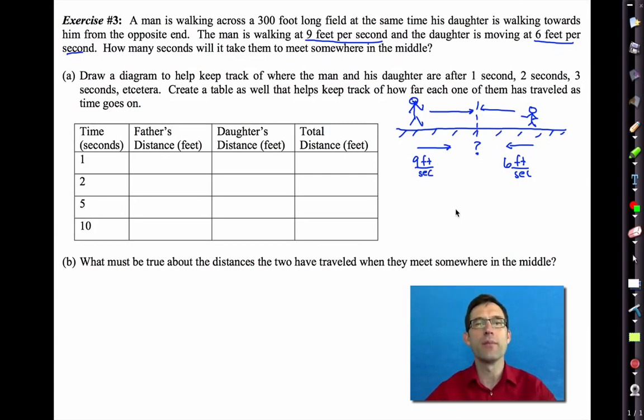So let's do a little bit of what we did before. What I'd like to do is fill in this table. Right? I'd like to fill in how far the father has walked after 1 second, how far the daughter has walked after 1 second, and then what the total distance was that they walked. Okay? Now that's pretty easy. After 1 second, the father has walked 9 feet, and the daughter has walked 6 feet, so they've walked a total of 15 feet, right? 9 plus 6 is 15. What I'd like you to do is finish filling out that table. Think about what we did in the second problem, and it's very, very similar.